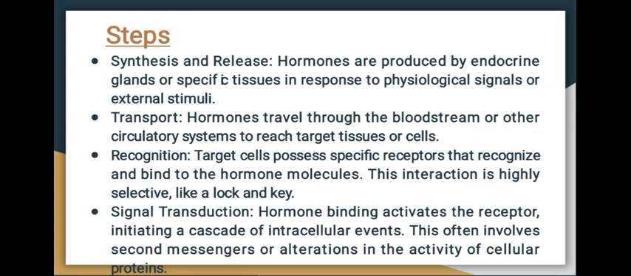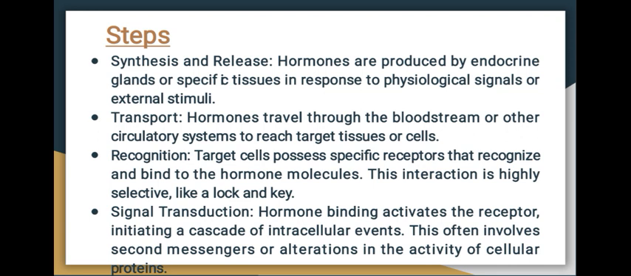Then, different steps of this process: synthesis and release. Hormones are produced by endocrine glands or specific tissues in response to physiological signals or external stimuli. That is the first step. Then transport will be taking place. Hormones travel through the bloodstream or other circulatory systems to reach target tissues or cells.